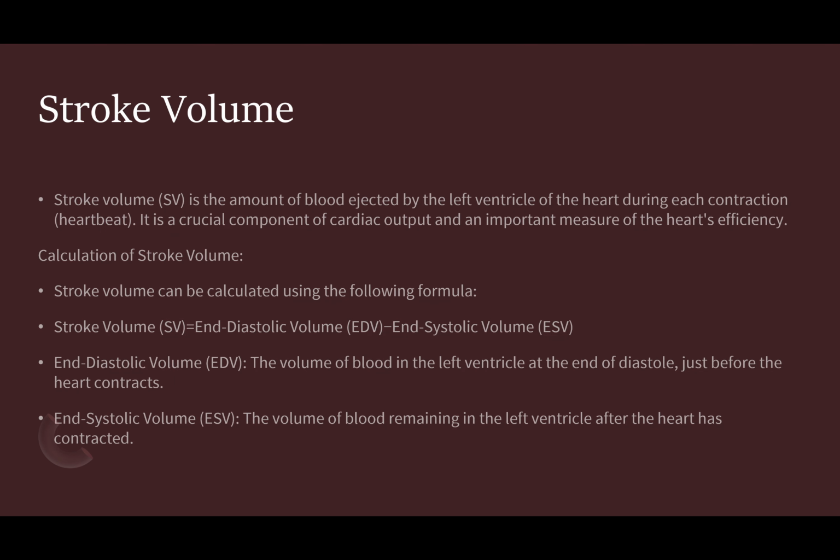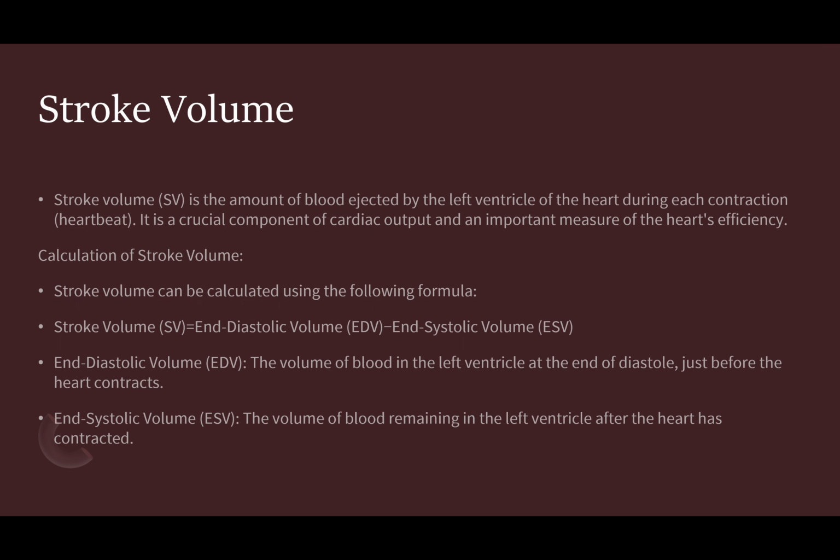So stroke volume is the amount of blood ejected from the left ventricle. How do we calculate stroke volume? The stroke volume is the end diastolic volume minus the end systolic volume. The end diastolic volume is the volume of blood in the left ventricle at the end of diastole, just before the heart contracts. And the end systolic volume is the volume of blood remaining in the left ventricle. That's how we get the stroke volume, and we use the stroke volume to calculate cardiac output.